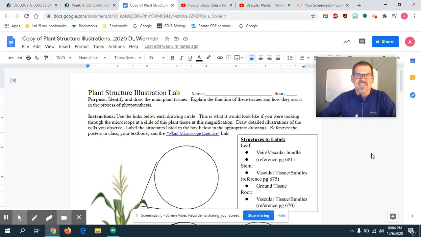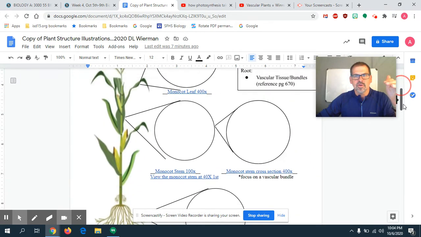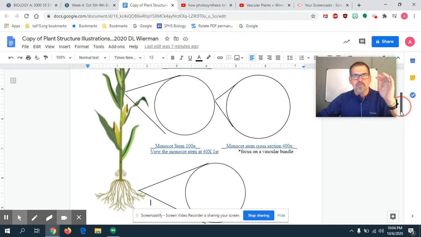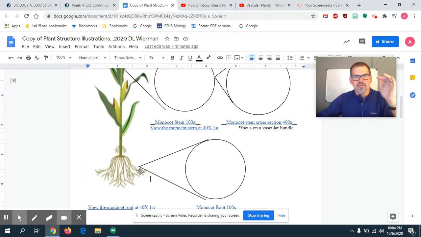Now, if we were in the classroom, if we were in a normal world, we would set up the microscope, we'd get out the slides, and we'd look at slides underneath the microscope. And we're looking at cross sections of this plant called a monocot. So it's just a type of plant. This is corn, essentially. Here's a picture of corn. You're looking at tissue samples from corn. The first thing you're going to look at is a cross-section of the root.